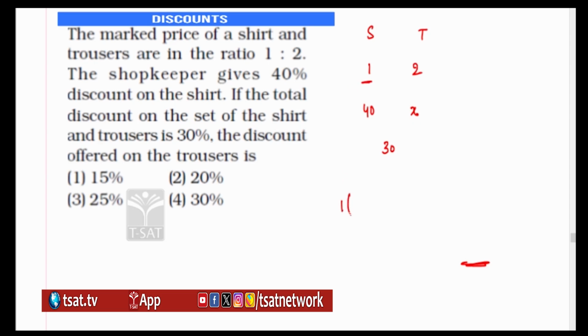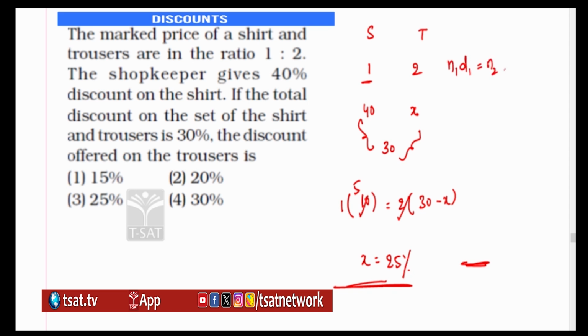N1 into the difference between these two is 10. N2 into the difference between these two: 30 is more than x, therefore 30 minus x. 15 x value is equal to 25%. The formula that we are using in this allegation method is N1 D1 is equal to N2 D2. D1 is the difference between the left hand side two values. D2 is the difference between the right hand side two values, that is 30 and x.